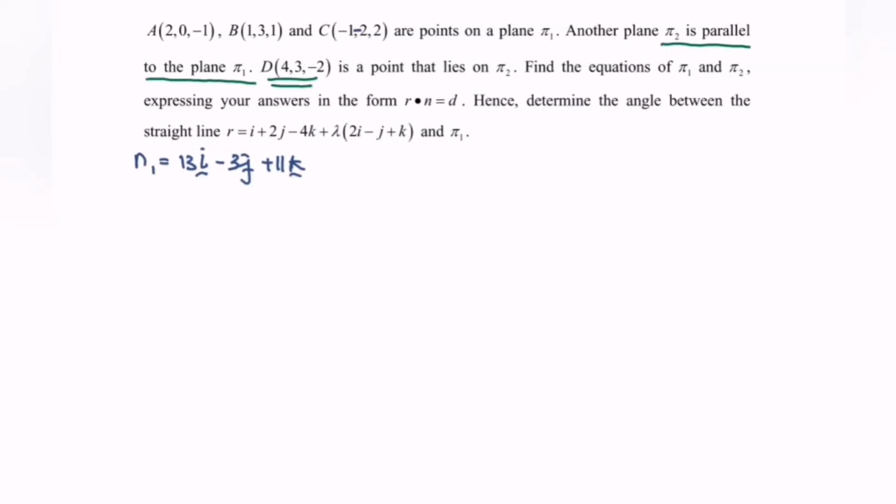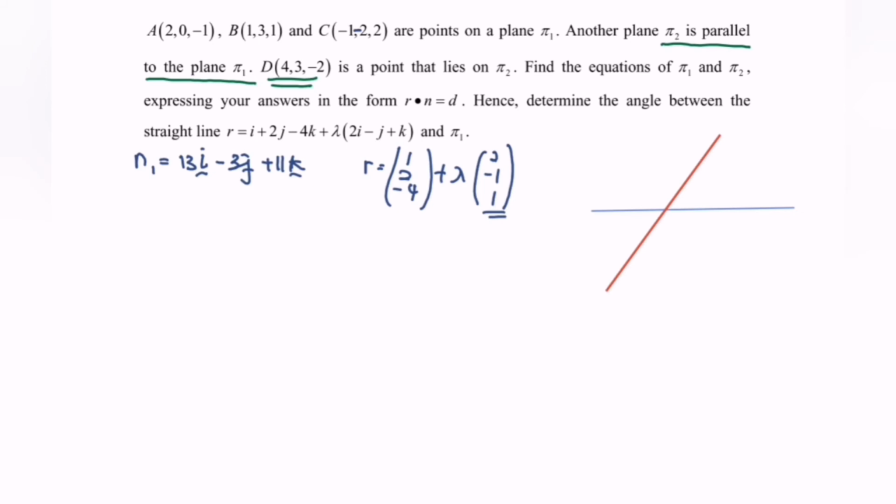Next, find the angle between the straight line where r is equal to 1, 2, negative 4 plus lambda with the direction 2, negative 1, and 1, and the plane 2. So here we have the direction. Kindly refer to the diagram. Here we have the plane 1 and the line r with the direction 2, negative 1, and 1. Referring to the plane 1, we also have the direction, which is the normal, 13, negative 3, and 11. So here we have the normal for plane 1, and here we have the direction for the line.